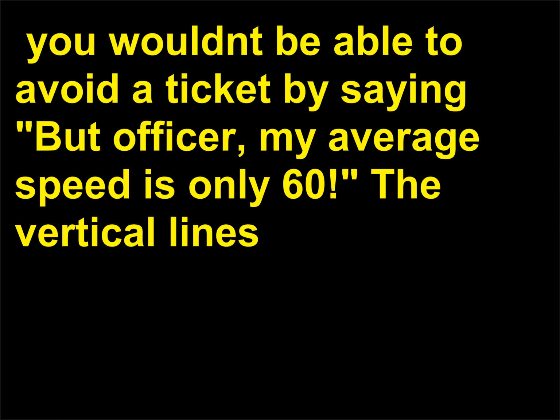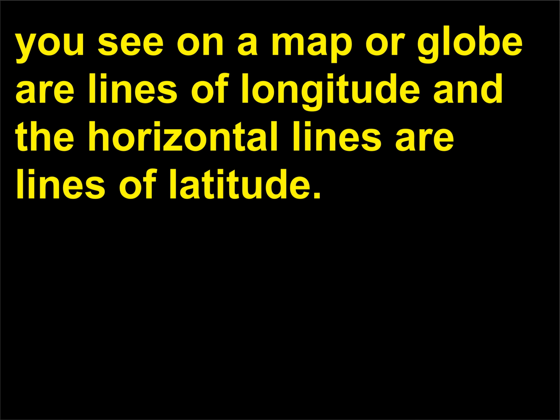The vertical lines you see on a map or globe are lines of longitude and the horizontal lines are lines of latitude.